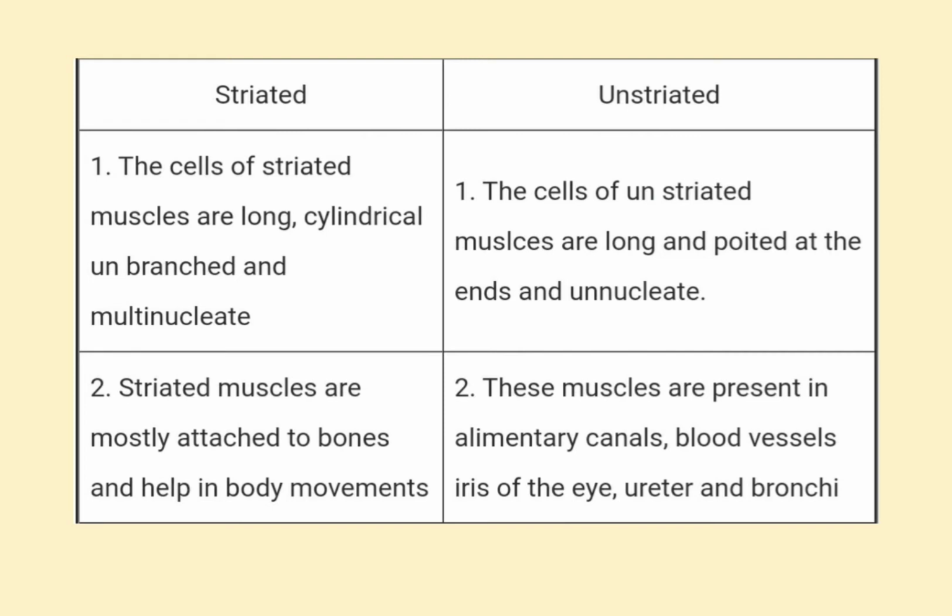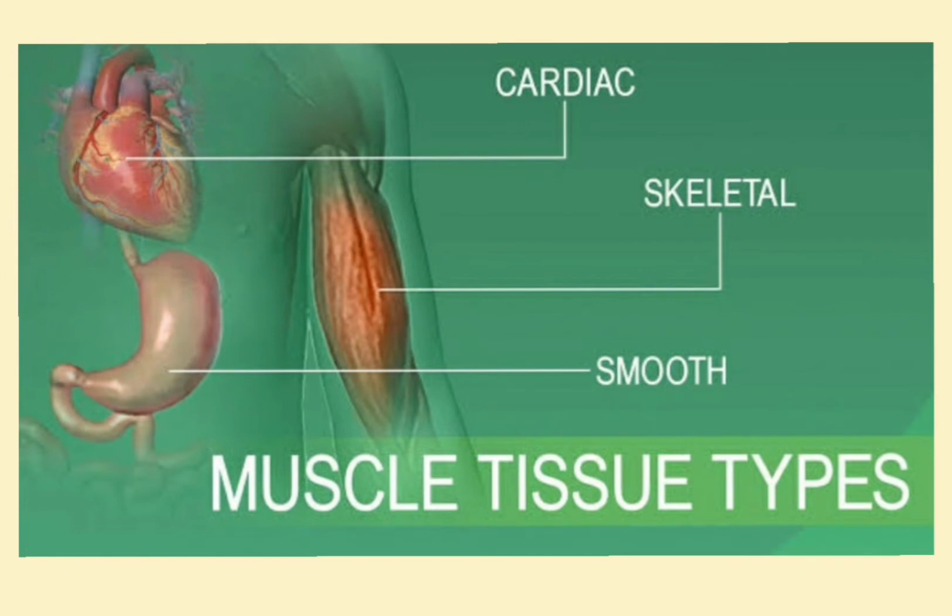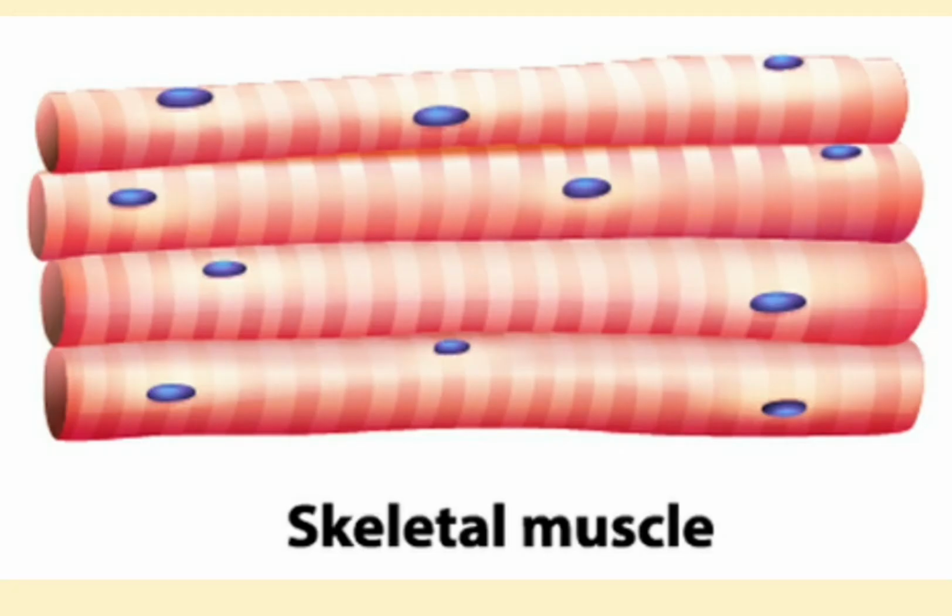So, on the basis of function and morphology, we have striated voluntary skeletal muscles and then we have unstriated involuntary smooth muscles. Based on their structure, location and function, we can again classify muscles into three types. One is the skeletal muscle, second one is the cardiac muscle and third one is the smooth muscle. Let us understand the skeletal muscle.